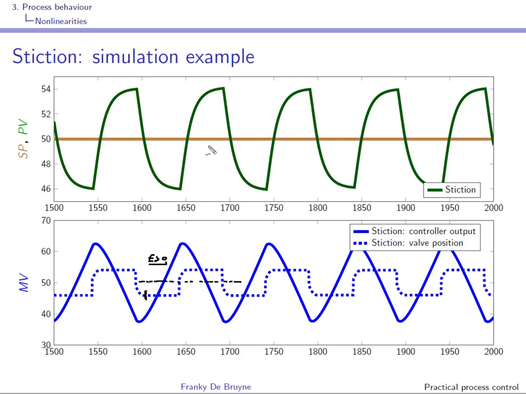And what happens is that now PV goes above the set point, and we have now a negative error, and the whole thing can start again. As you can see here, what is typical of stiction is that MV evolves as a sawtooth type signal, un signal en dents de scie.